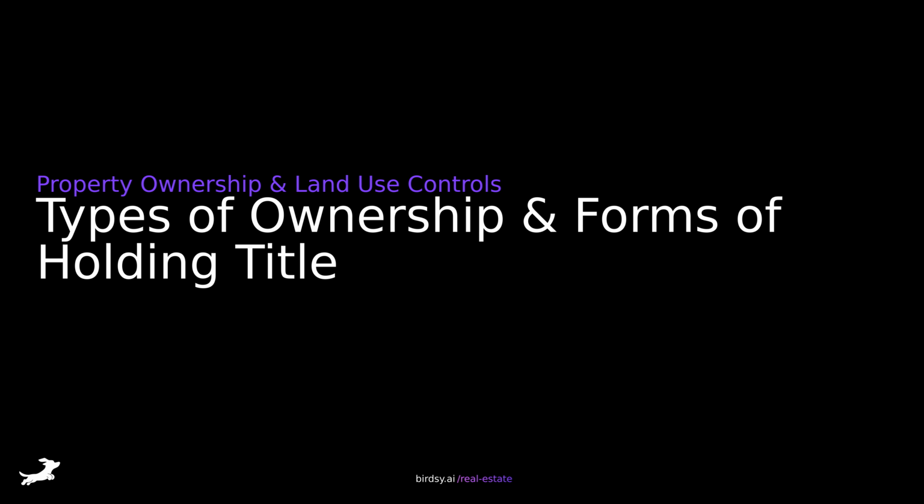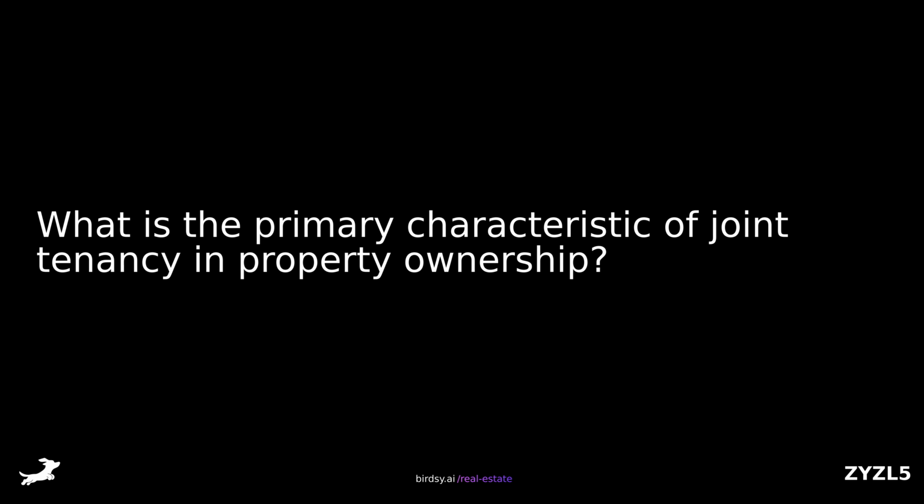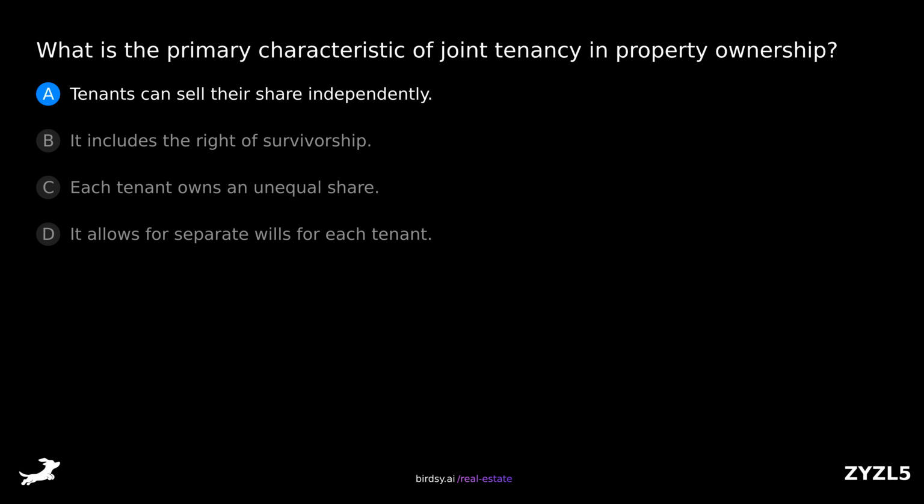Types of ownership and forms of holding title. What is the primary characteristic of joint tenancy in property ownership? Is it A, tenants can sell their share independently, B, it includes the right of survivorship, C, each tenant owns an unequal share, or D, it allows for separate wills for each tenant? The answer is B, it includes the right of survivorship.